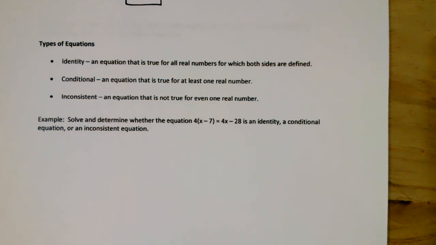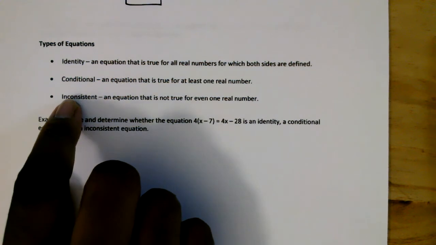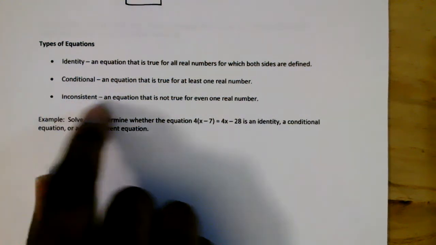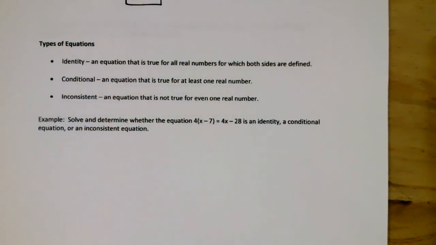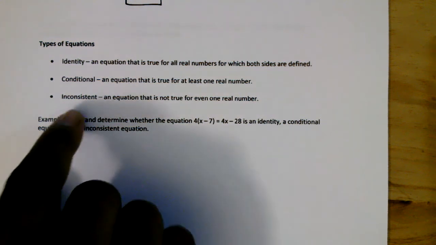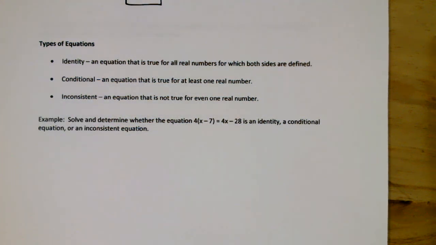Conditional is where an equation is true for at least one real number. Those are the ones we've been doing throughout this whole video, because we came up with an equation with one solution. And also we did a couple of equations where it wasn't true for even one real number. That's called an inconsistent equation. Okay, so if you remember those examples that I did where I had no solution or the empty set, that's the inconsistent equation. That equation will not be true for even one real number.